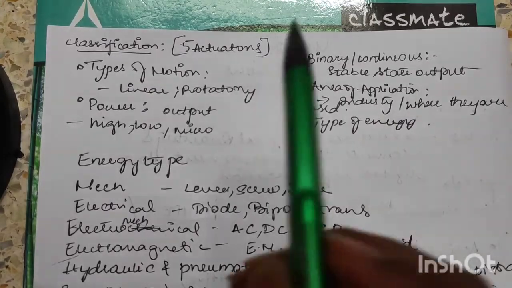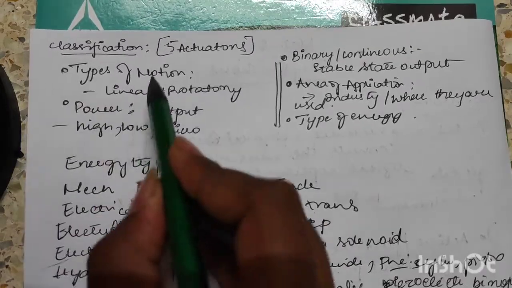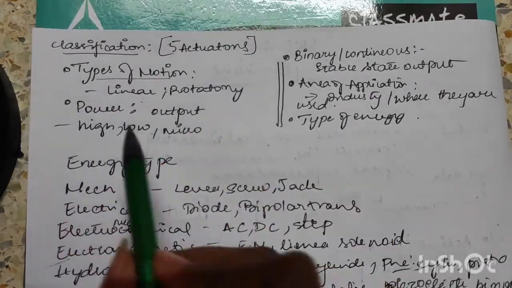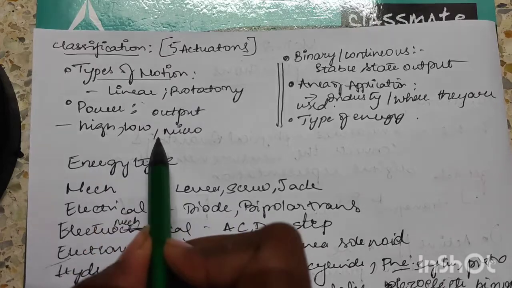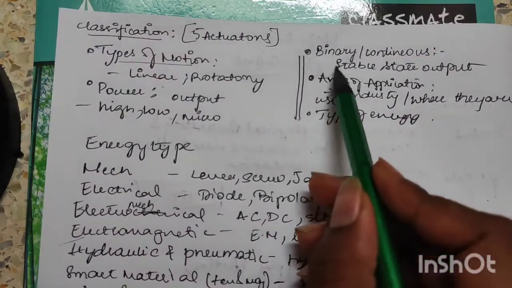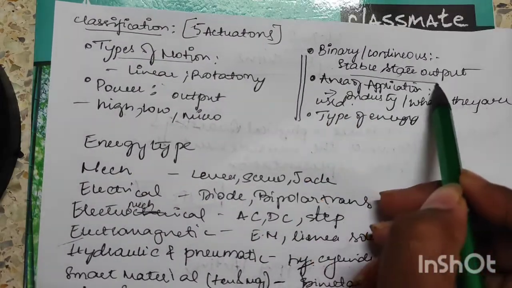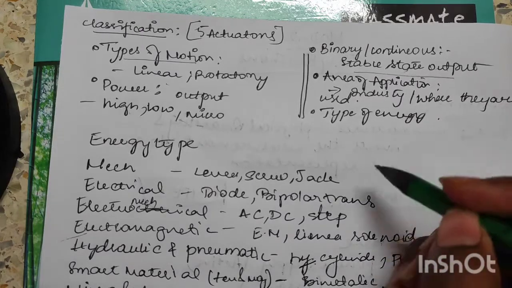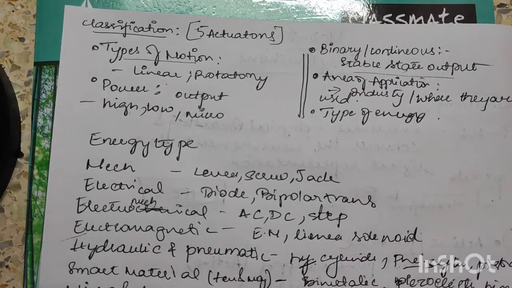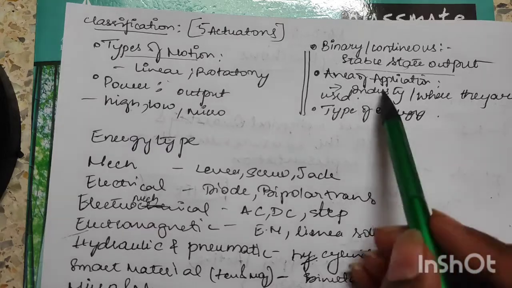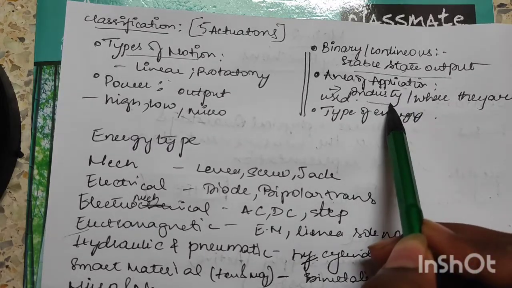Actuators are classified into 5 types. That is the type of motion, either linear or rotary. Power, that is high power, low power, or micro power, which is required. Binary or continuous, that is your stable state outputs: either you have zeros or ones, or you have 0, 0.1, 0.2 increasing values. And then you have area of application, either an industry or where they're applied.